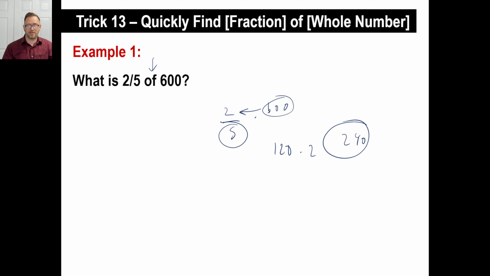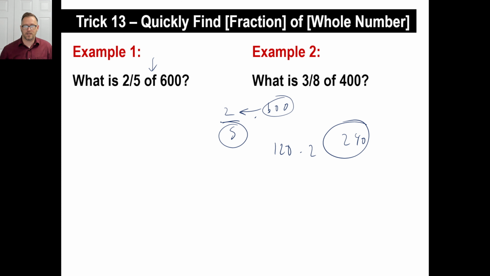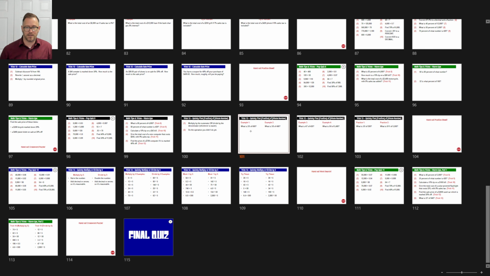Or multiply, then divide. Sometimes they're both easier. Sometimes you're going to go, ugh, I don't know the answer to that. I'm just going to try this one first. No way, I'm going to do that one first. Okay, let's try another one.